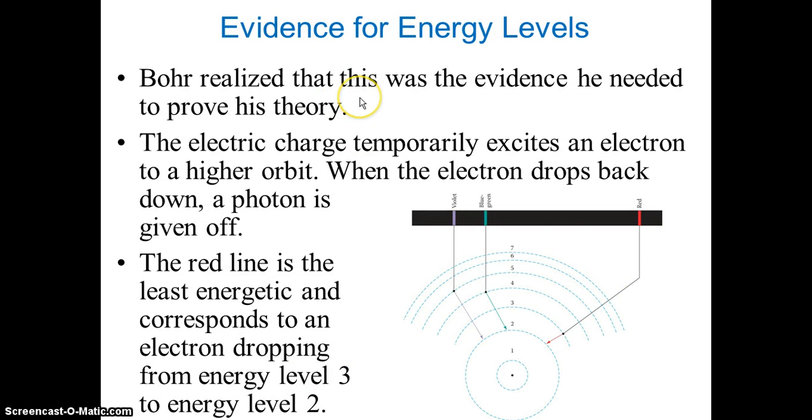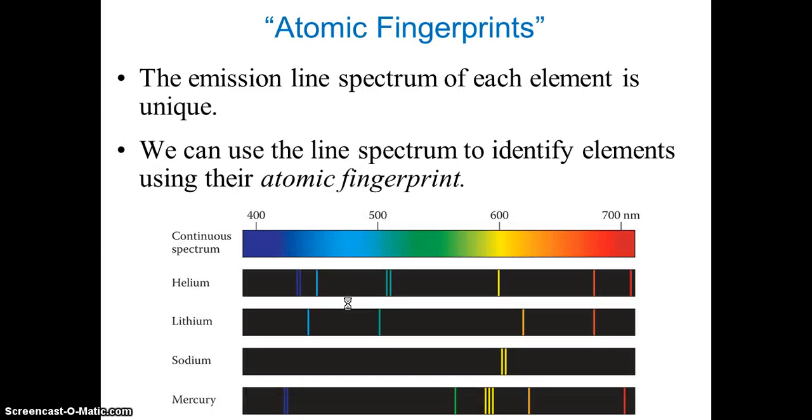Bohr realized that this was the evidence he needed to prove his theory. Electrical charge temporarily excites an electron to a higher orbit, and then the electron drops back to its normal level, giving up a photon. The red line is the least energetic and corresponds to an electron dropping from level 3 to level 2. That is where we can see the lights.